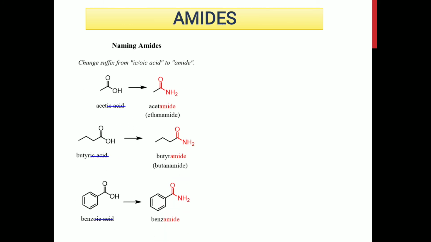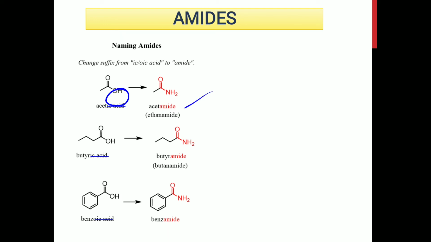Then let us have amides. For naming amides, if a carboxylic acid or acetic acid is present here, just replace this OH by NH2, and that will become acetamide. Acetic acid, the ic acid, is replaced by amide. Okay, so it becomes acetamide.